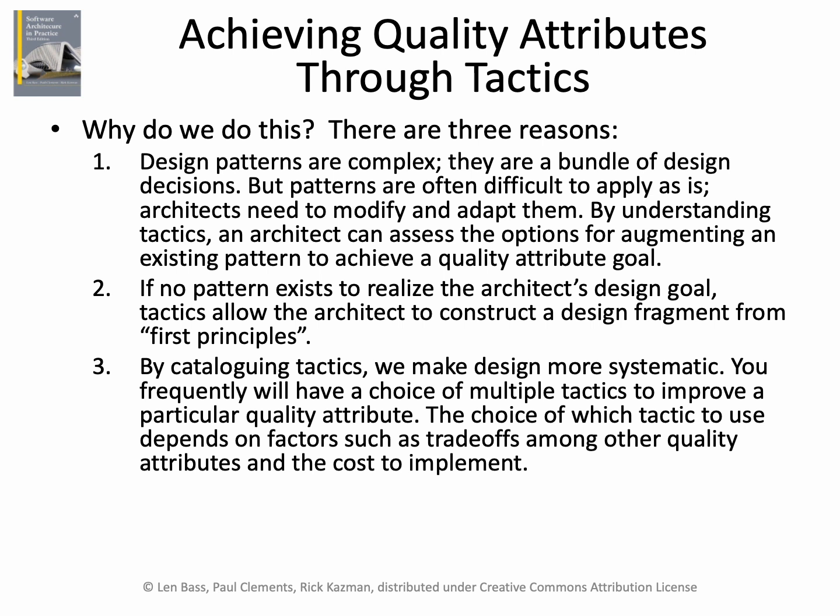Why do we do this? There are three reasons. Number one, design patterns are complex. They are a bundle of design decisions, but patterns are often difficult to apply as is. Architects need to modify and adapt them. By understanding tactics, an architect can assess the options for augmenting an existing pattern to achieve a quality attribute goal. If no pattern exists to realize the architect's design goal, tactics allow the architect to construct a design fragment from first principles. By cataloging tactics, we make design more systematic.